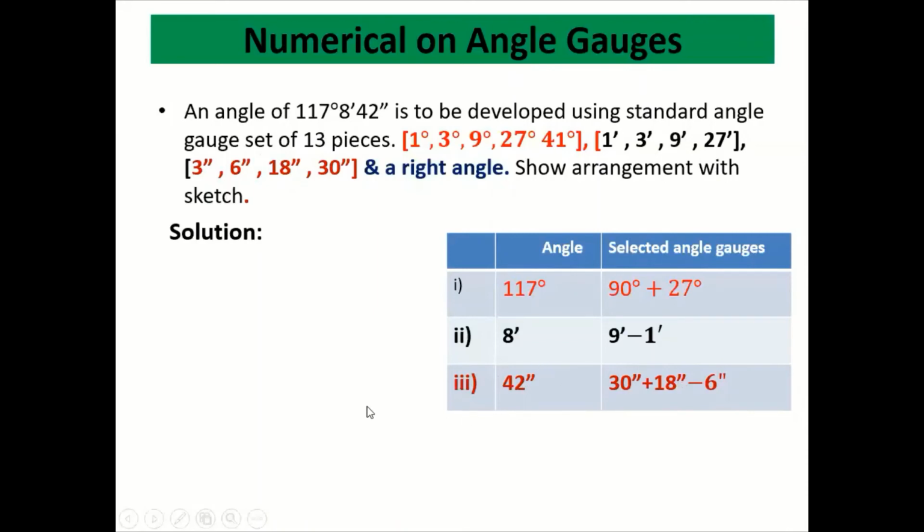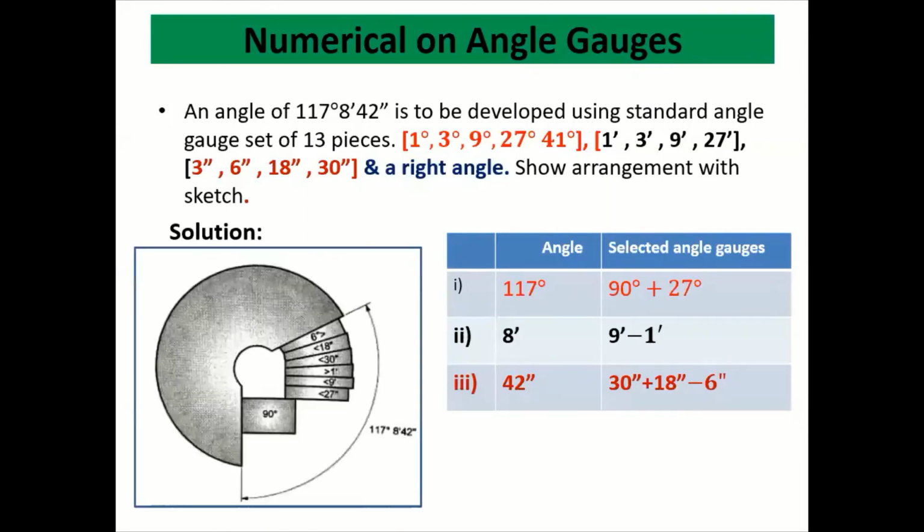So in this way, we can make different combinations of the angle gauges from the set box. But you have to show the arrangements. So here you can see this is how the 90 degree block we have already taken. Then 27, right? That is positive. Here you can see we are adding it.